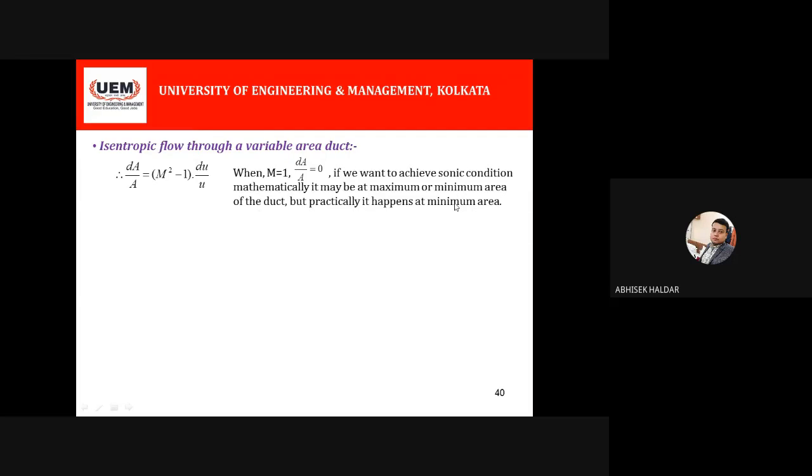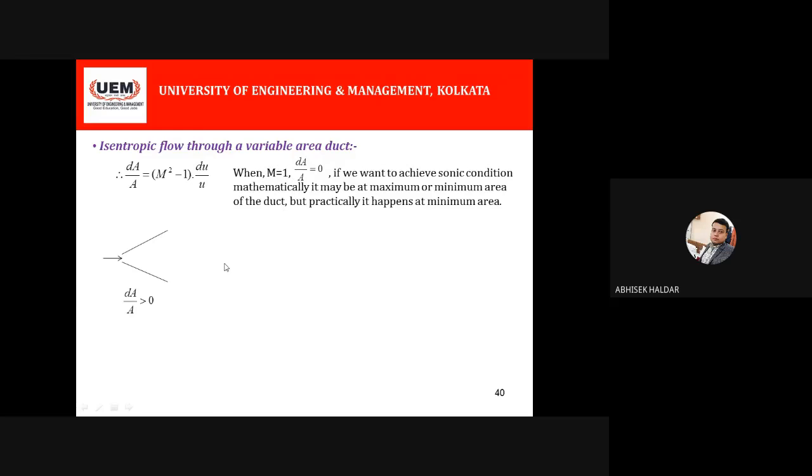Practically there is a term, I think you have heard that term, known as the throat. Throat of any duct means the minimum cross-sectional area of the duct. So Mach number equal to 1 will always occur where? At the minimum area, practically. I will discuss more on this part. Take a note of this line: practically it happens at minimum area. As of now, mathematically it may be at maximum area or minimum area, but practically sonic condition, that is Mach number equal to 1, happens at the throat.